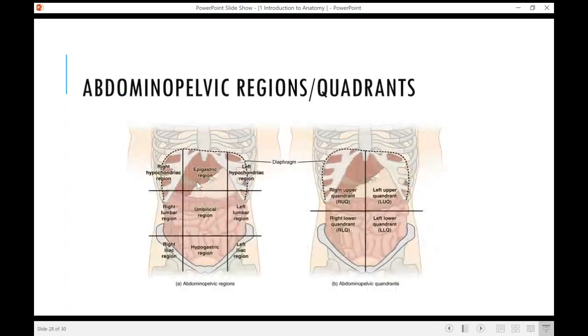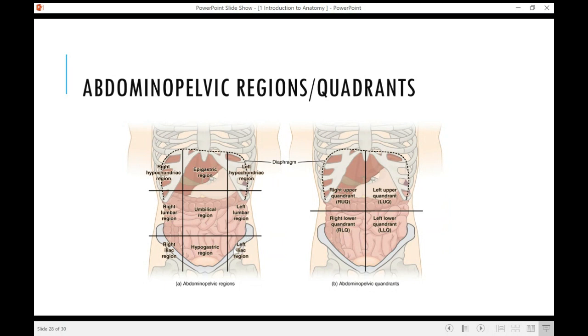These here are your abdominopelvic regions and quadrants. These are a really good way to determine what's happening. We can help to diagnose depending on where the pain is, for instance, within a patient. When we go here in the center, right where the umbilical cord was, that would be the umbilical region. To the left is the left lumbar. To the right is the right lumbar. Below that is the hypogastric region. And then over to the edges, we have the iliac region.